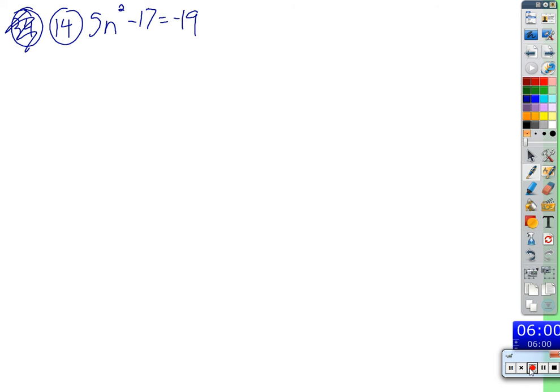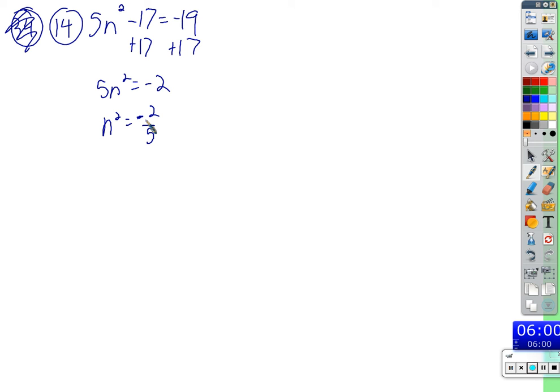Right. So first things first, what do we do? Add 17, get that out of here. 5n squared equals negative 2. And then? Divide by 5. Great, now we've gotten the squared thing by itself. We're just solving for n squared. We're trying to get that variable by itself.